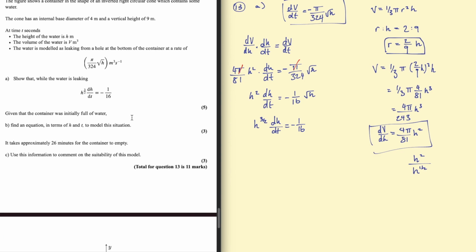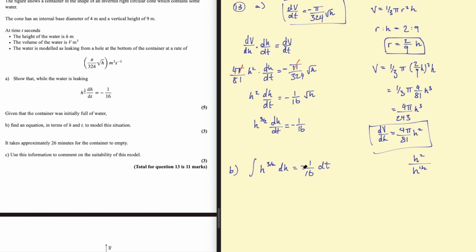Part B says, given that the container was initially full of water, find an equation in terms of h and t to model this situation. Okay, for this, you want to integrate this equation. So I'll write it as this. So h to the power of 3/2 dh equals negative 1/16 dt. So I've brought that dt onto the right hand side.